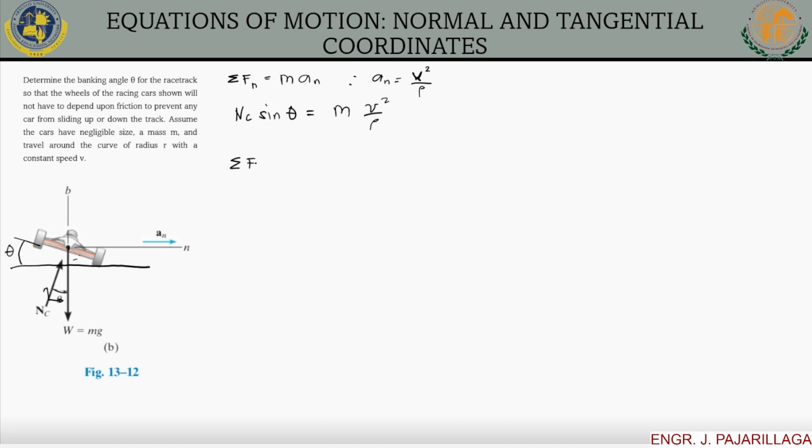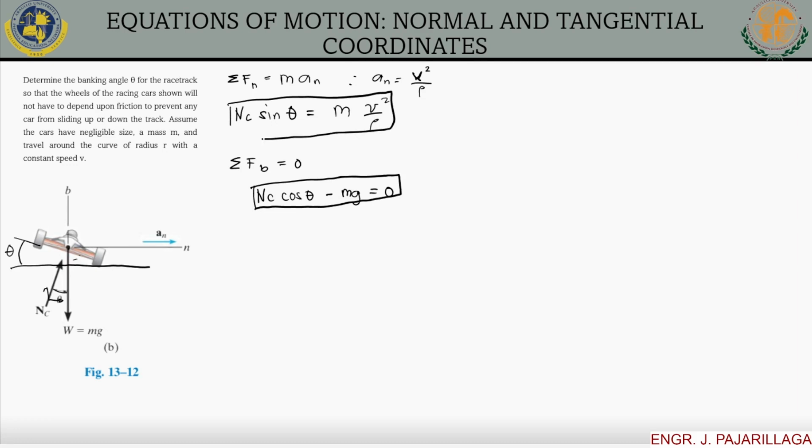And ang sabi sa atin, the summation of forces on the binormal axis should be equal to 0. Therefore, if we want to determine the forces acting on this, we have Nc cosine theta minus mg, and that should be equal to 0. Okay? So these are the two equations correlating the motion of the particle, the mass of the particle, and the velocity of the particle. So ang hinahanap sa atin is this theta.